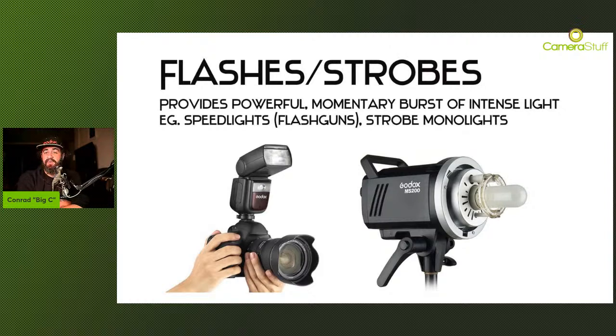All right, now a flash or a strobe is a type of light that provides a momentary burst of intense light. So that's where all of the energy is concentrated into. It's a momentary flash or burst of light. Examples would be that of speed lights and strobe monolights.